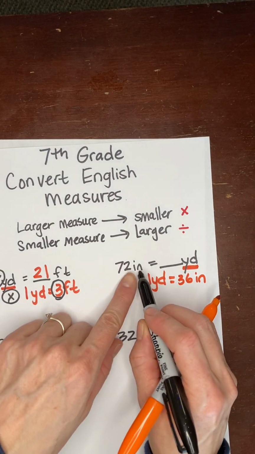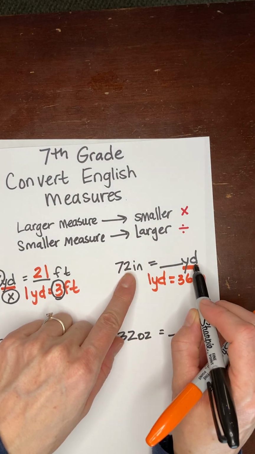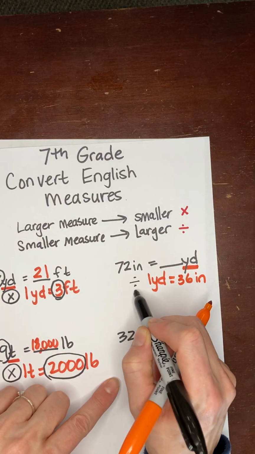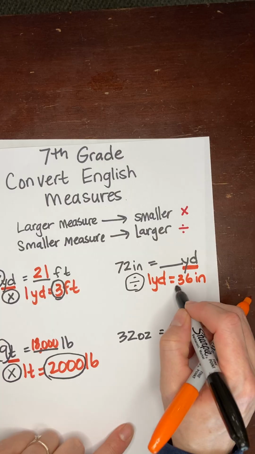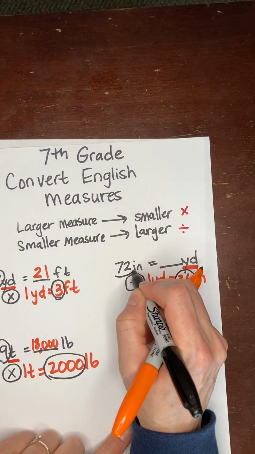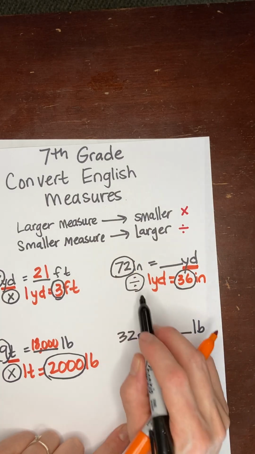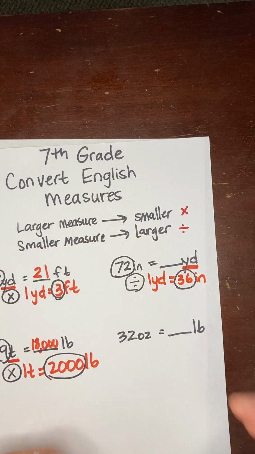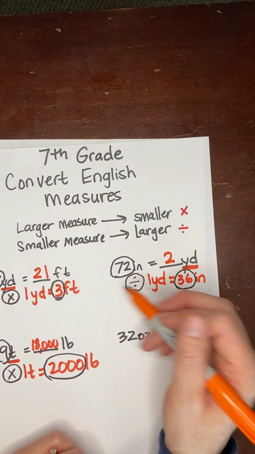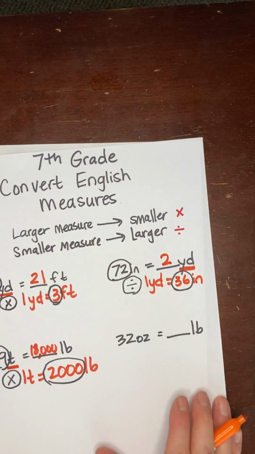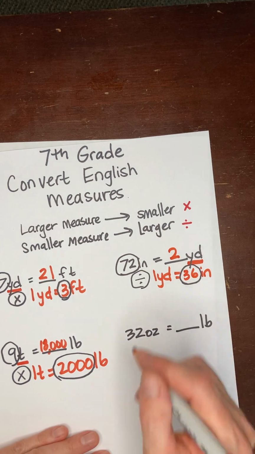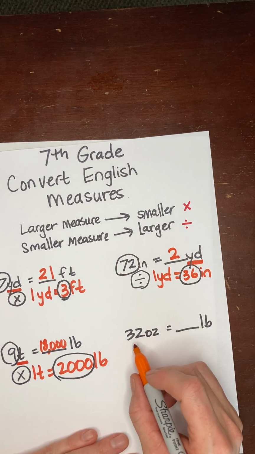Okay, I'm going from a smaller measure to a larger measure. Smaller measure to larger, I'm going to divide. So I write divide here. That's my operation. Here's my conversion factor. Here's my original number. 72 divided by 36. Well, 36 is half of 72. So that means, and you can do the division problem if you want to check, all right, but I want to leave the video focused on this rather than the actual long division process.